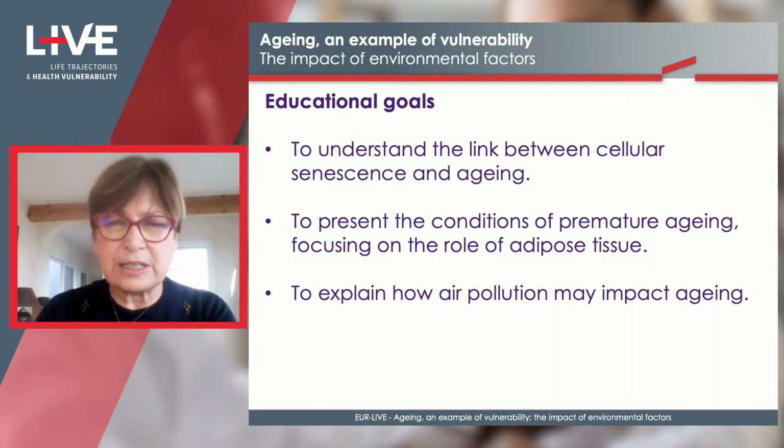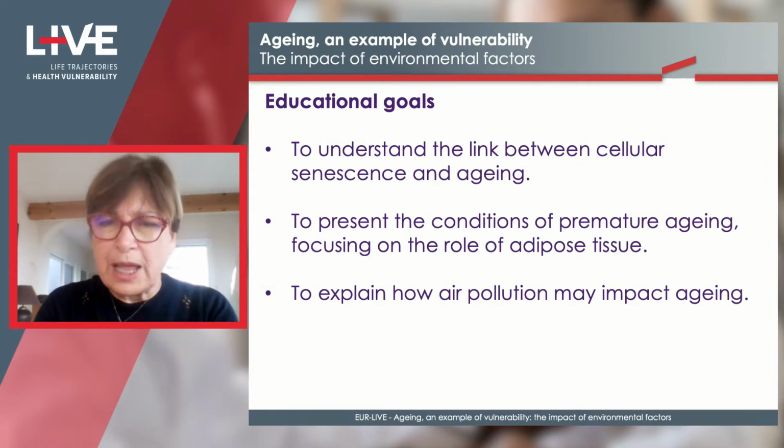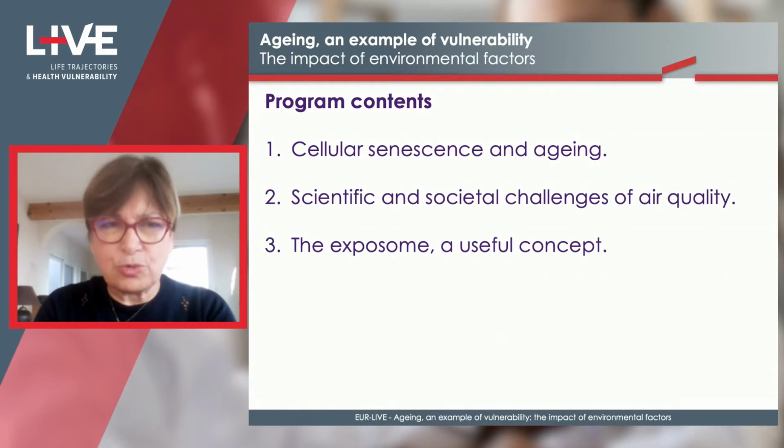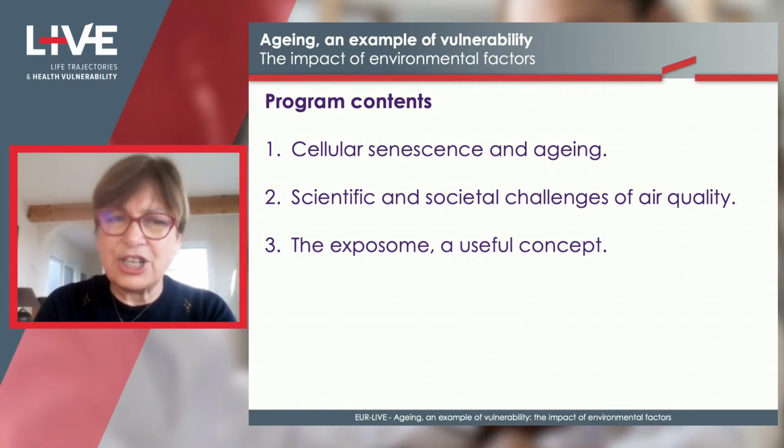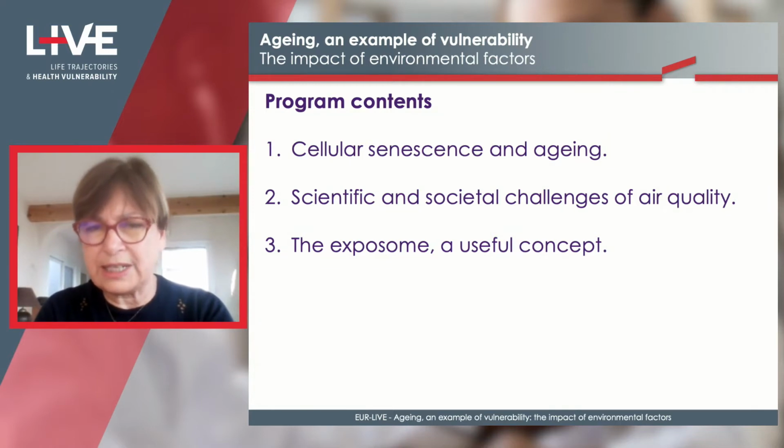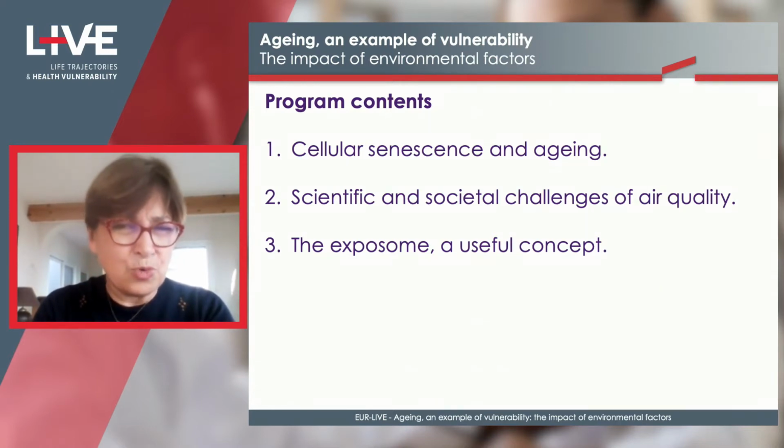So, what are our educational goals today? The aim is to introduce you to cellular senescence and to establish a link between cellular senescence and aging. We would also like to present the conditions of premature aging and focus on the role of the adipose tissue. And finally, we want to explain how air pollution may impact aging. So during this program, we are going to understand and discuss cellular senescence and aging, scientific and societal challenges of air quality, and have some new aspects on the exposome, which is a useful concept.